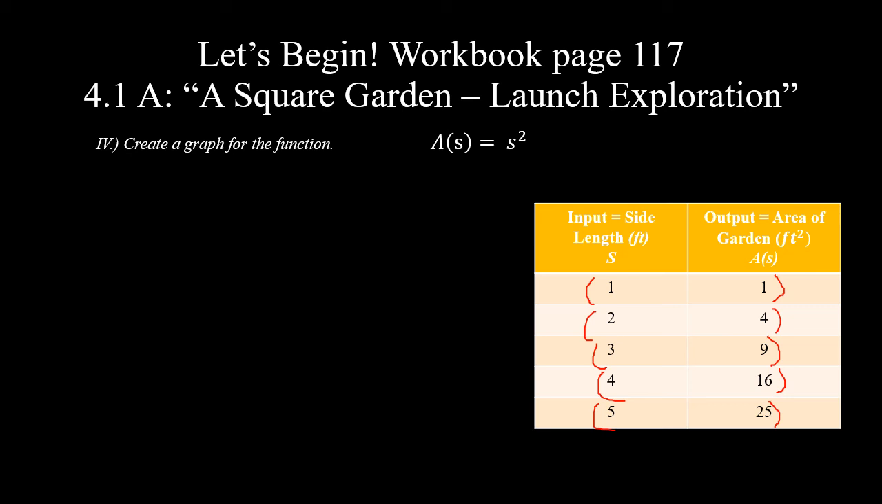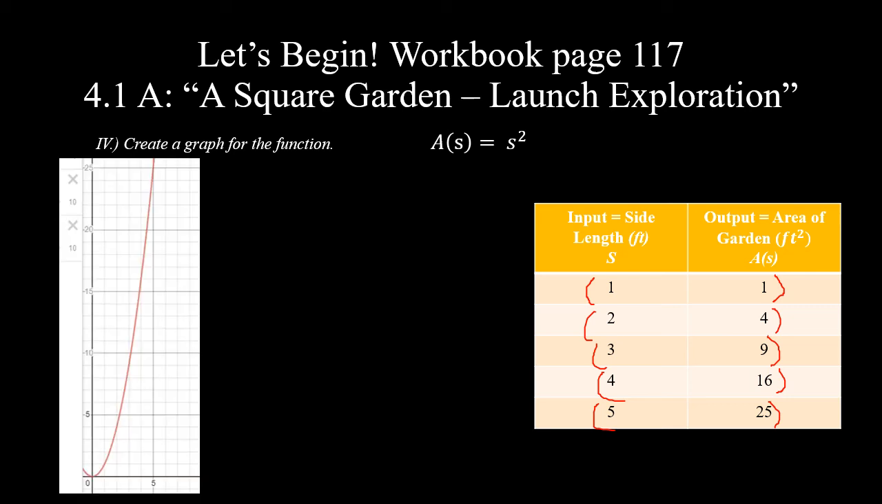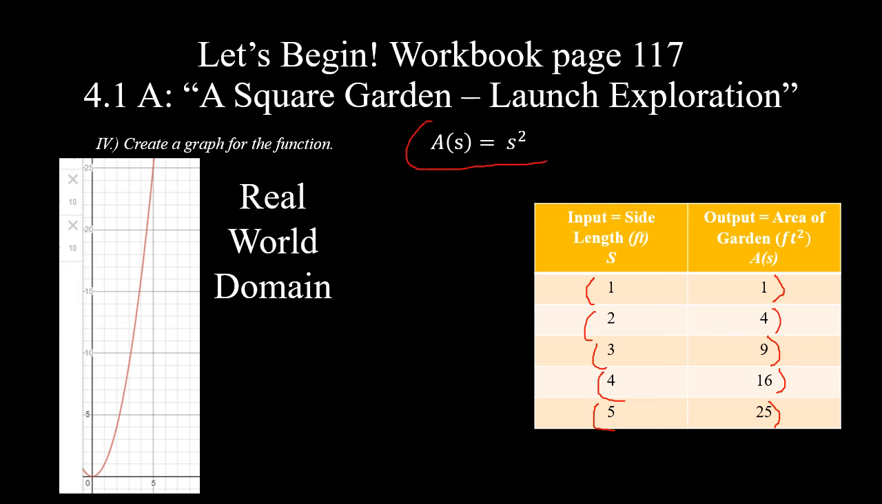So let's take those ordered pairs, plug them in, and graph them. And when we do that, this is what we get. Now, this is what I'm going to call the graph of our real world domain. So this is the graph that we looked at for our particular situation. So here was our quadratic function, A of s equals s squared. This is the graph of A of s equals s squared from what we defined as our domain, from 0 to 5. And you can see those ordered pairs that we talked about in the table.